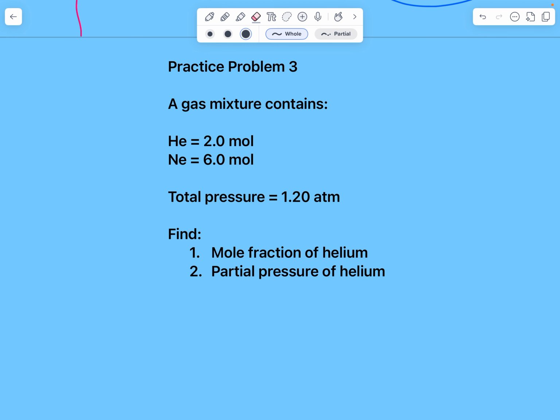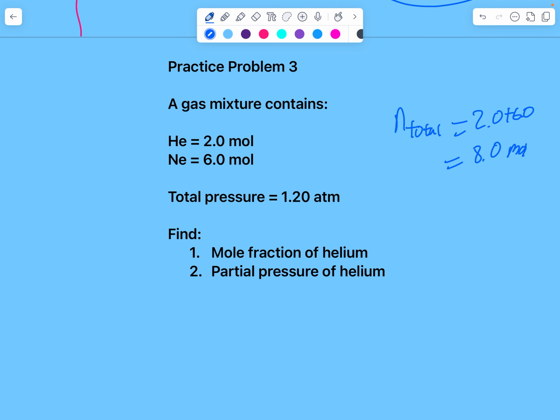So let's start with this. We need to first find the total number of moles, and the only way to do that is by adding them up. So if we take a look here, we have 2 plus 6 for n total. You got 2.0 plus 6.0, which is 8.0 moles, right?